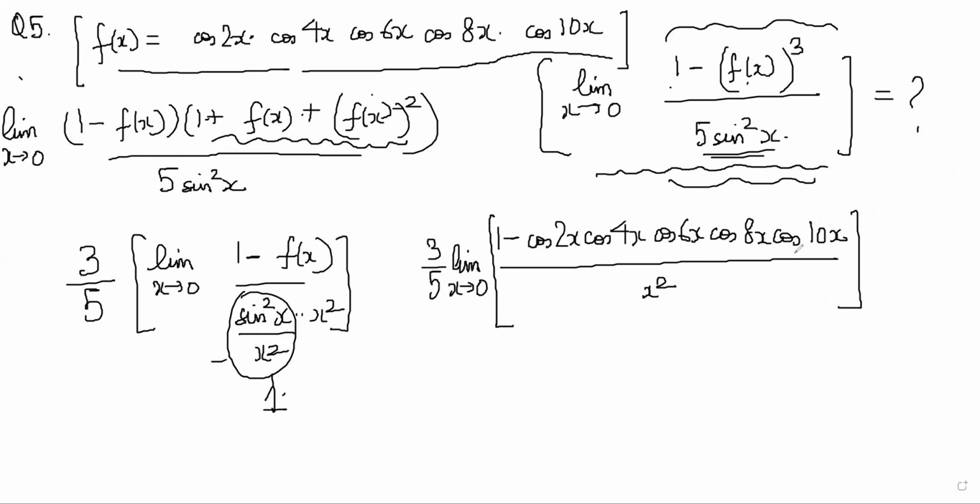Okay. Now in this part we have to think about what to do. The limit is 1 minus cos 2x, cos 4x, and so on, divided by x square. How do we evaluate this one? Right now it is 0 by 0 form, but differentiation is painful, so I have to convert it into some nice form.